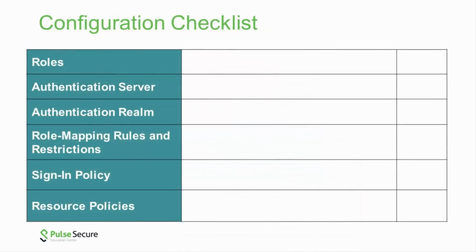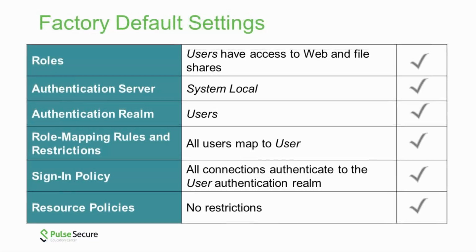The first time you configure Pulse Connect Secure, you might have a hard time remembering every step that you must address to complete the configuration. Using the configuration checklists will assist you in completing the configuration. A licensed but unconfigured Pulse Connect Secure includes the following default elements.